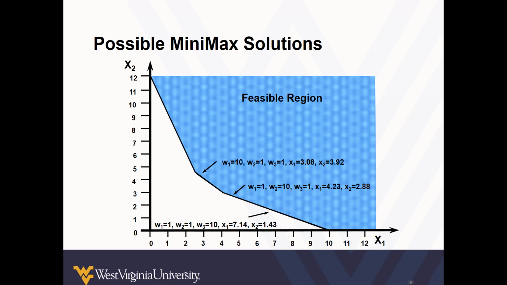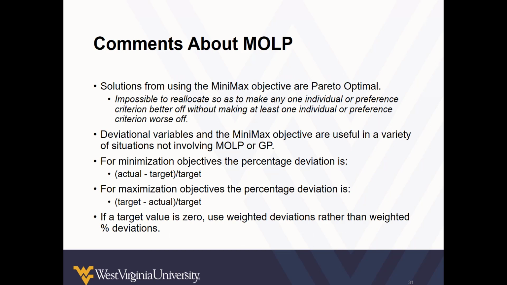And then, like I said before, Minimax solutions consider all of the values of the boundary, not just the corners. So some possible solutions include those indicated on this slide that are not at corner points. It's important to note that the solutions from using the Minimax objective are Pareto optimal, so there's no way to adjust them without making at least one individual or preference criterion worse off. Deviational variables and Minimax objectives pop up in a lot of places outside of goal programming and multiple objective linear programming. You might just start noticing them more often in reports, your work, and your life.